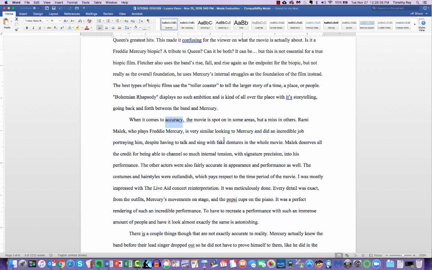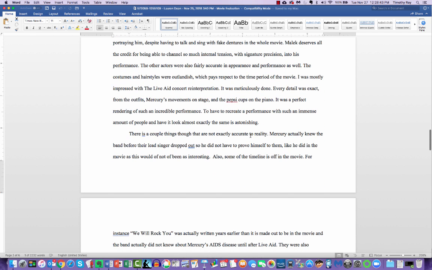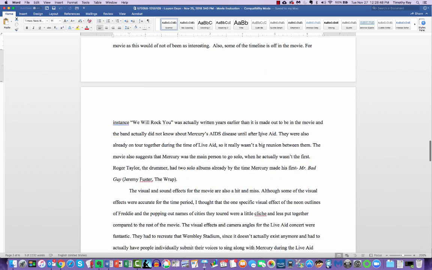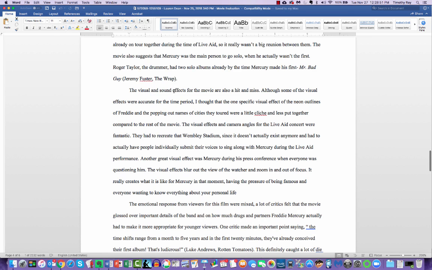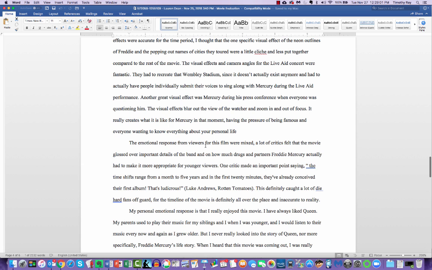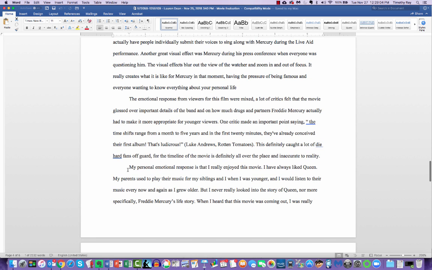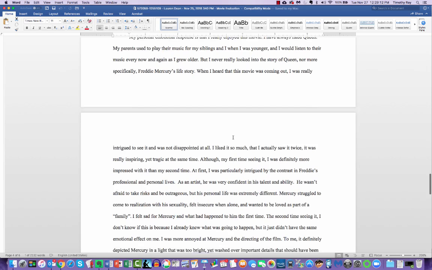So this is a good topic sentence. It indicates a criterion, and then this paragraph is about that. A couple of things that are not exactly accurate to reality. So again, kind of recommendations for improvement. "The visual and sound effects of the movie are also hit and miss." So very clear indication of criterion, visual and sound effects. "Emotional response from the viewers of this film were mixed. My personal emotional response." So I think very good topic sentences, controlling ideas.